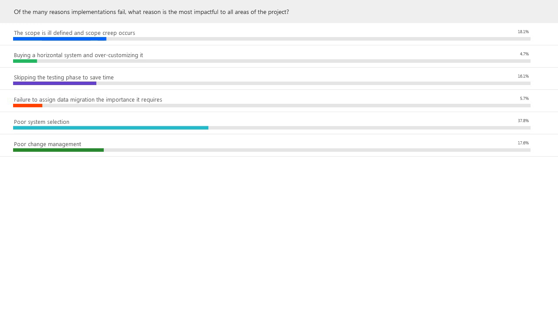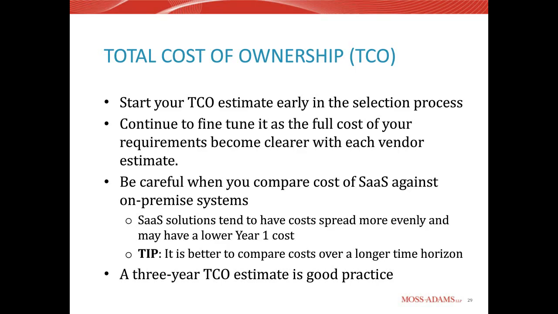So moving on, the final critical success factor on my list is total cost of ownership: how you go about defining this and what you should consider. When cost overruns occur on an ERP rollout, it is often because the TCO estimate completely misses the mark. And here are a few tips on TCO.